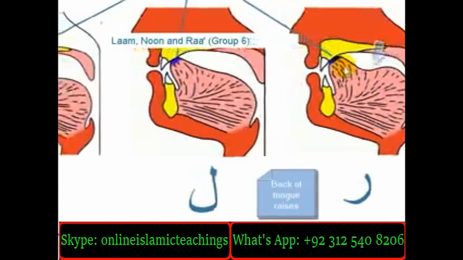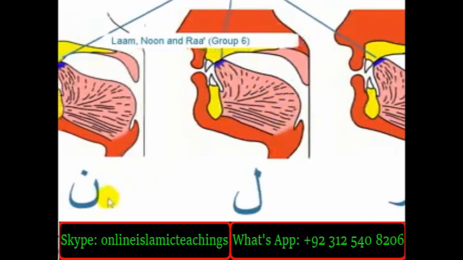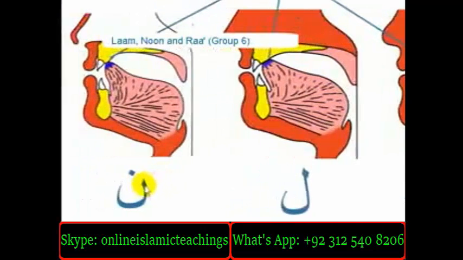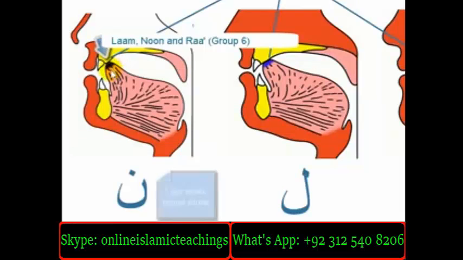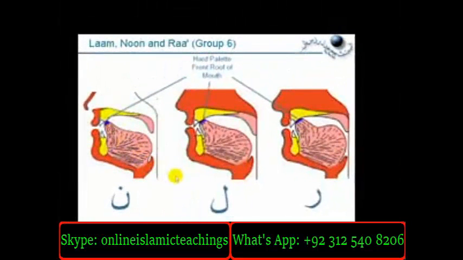Ra. Next one is Lam. So a bit more pressure on the front of the tongue. The back of the tongue is as normal, it's not raised. Then we have Noon. Again, the tip of the tongue is pressing on the front hard palate. Your lips actually go a bit round with the Noon. That's group 6.